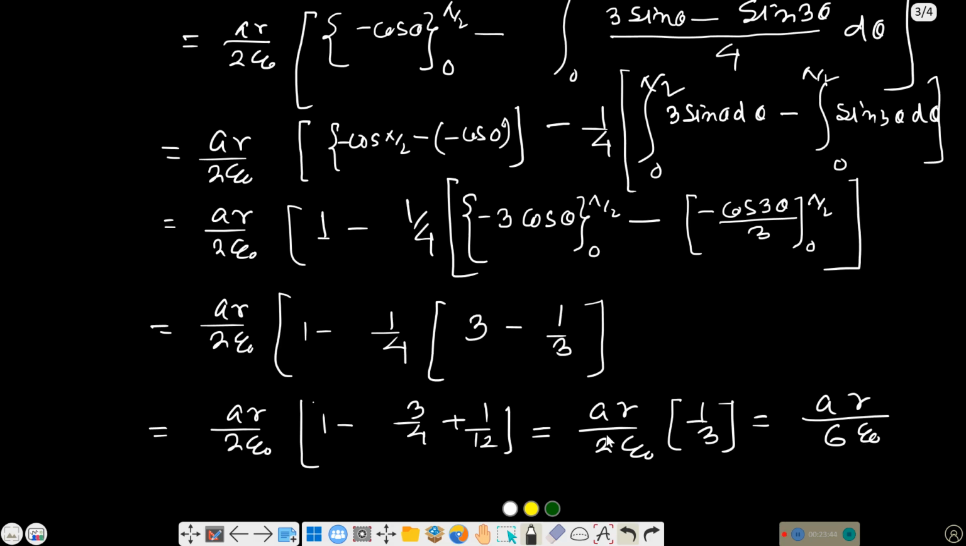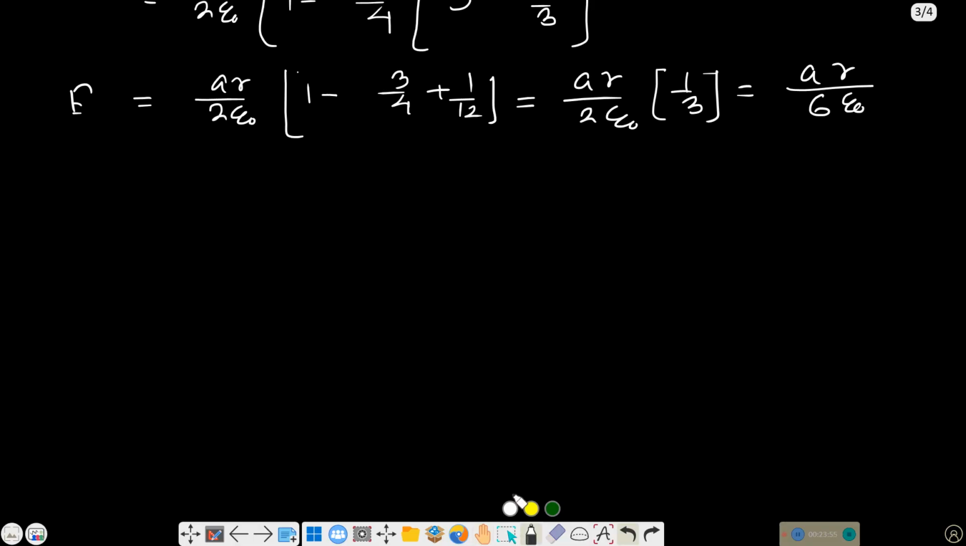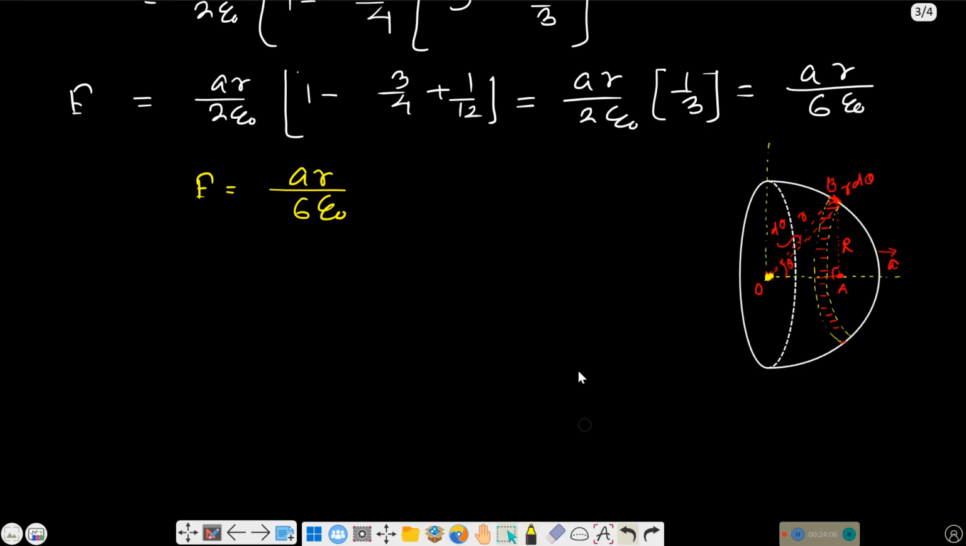And this was the total electric field of the first part, the first half. Okay, this was the electric field because of the first half. So we have got the electric field to be AR by 6 epsilon naught. Now you see, this is the electric field at the center along this direction, right? If you take this as x, this is minus x, so we can write it as along the negative x axis, AR by 6 epsilon naught.